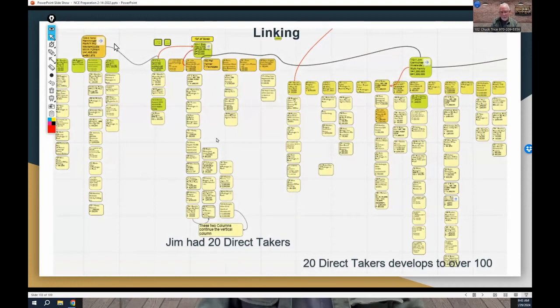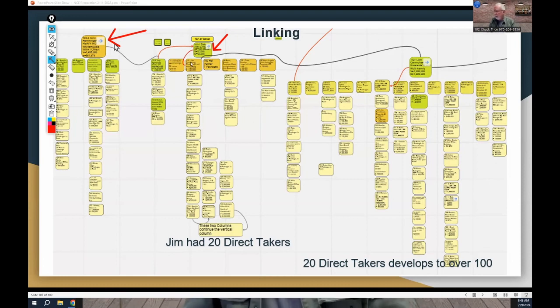So here's a big one that I've linked together. I've linked Tony. I start out with Blake, because Blake is the top of the board. So I start out with Blake right there, and I developed him to 27 or 37 takers. I've developed Tony to 27 takers.